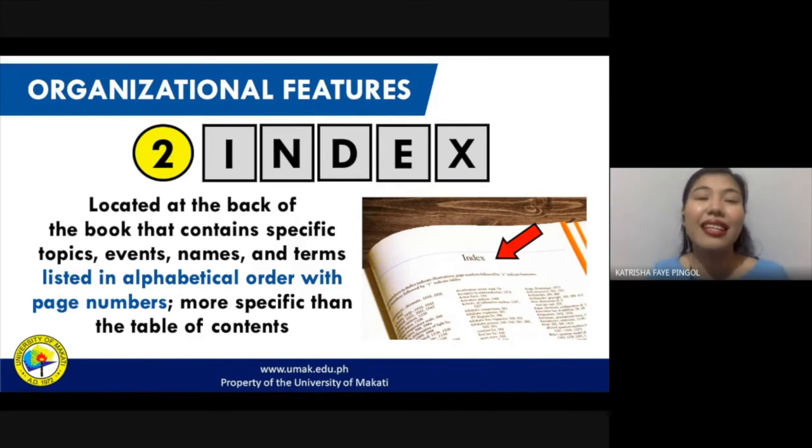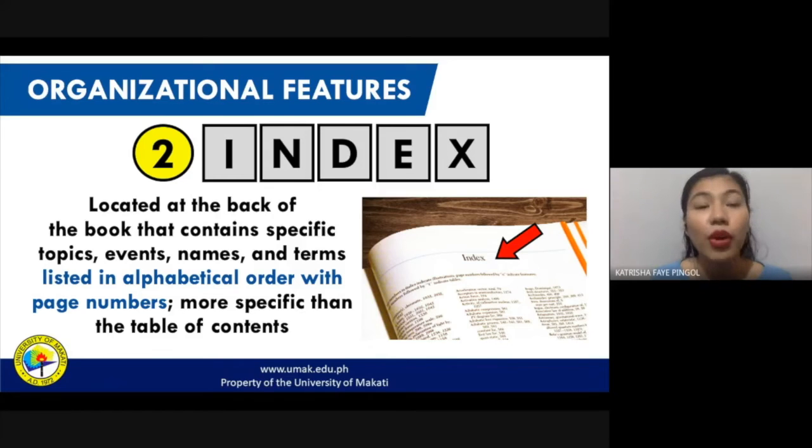Next organizational feature is an index. An index, unlike the table of contents, is located at the back of the book or text. And more often than not, the index will contain specific topics. Unlike a while ago, wherein the table of contents only indicates key topics, the index will contain specific topics already specified. This could be events, names, and other terms.